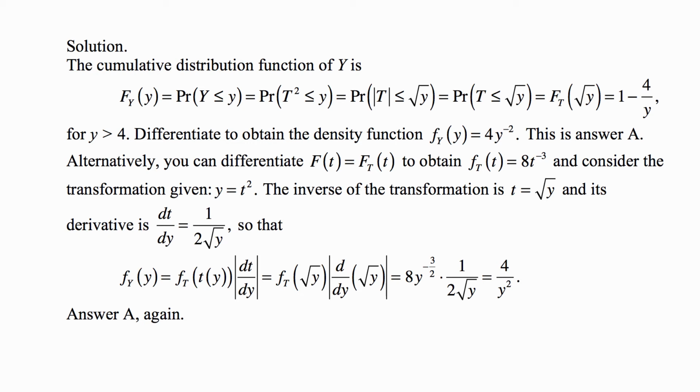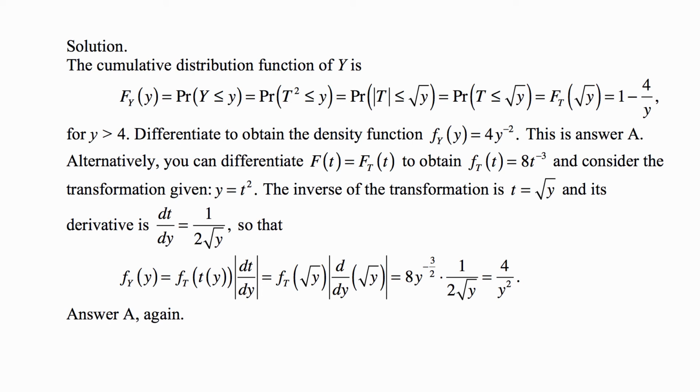And the derivative of the inverse function is, well, what's the derivative of the square root? It's 1 over 2 square root of y. And therefore, f sub Y of y is f sub T applied to the t that corresponds to y, times the absolute value of the derivative of the inverse of the transformation. So the absolute value of dt over dy. You need to memorize this formula for the test. It's very serious, very important.